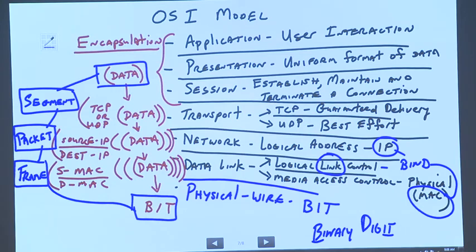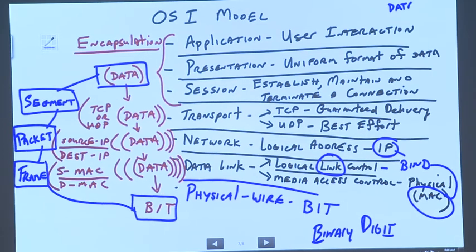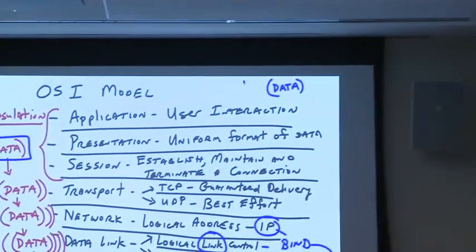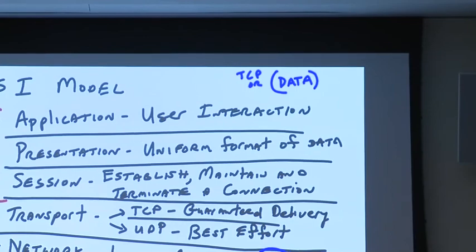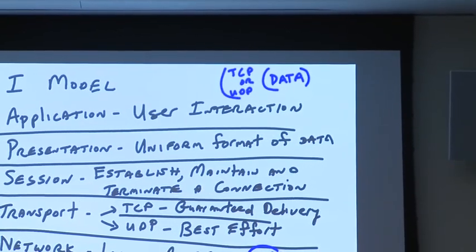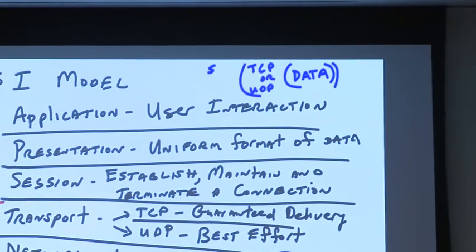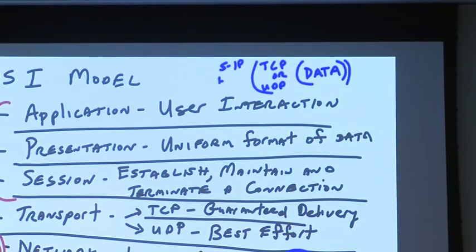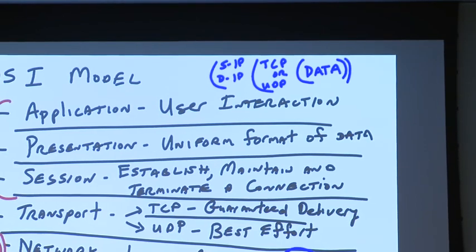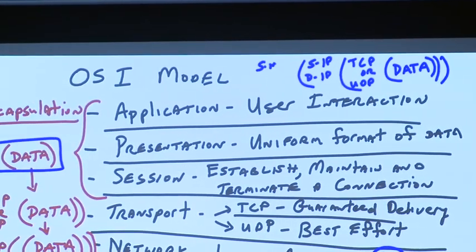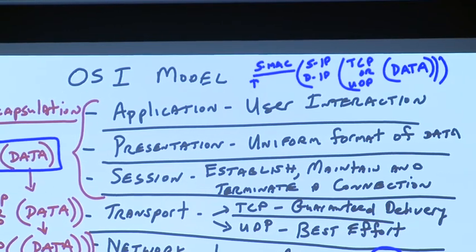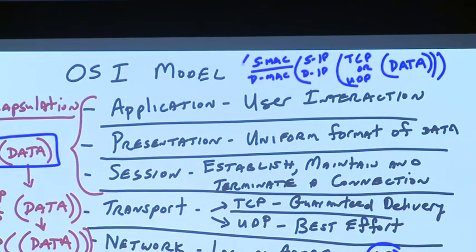So the way to really look at this, since I'm still in the blue mode, I'll put it up here on top. We have our data. Outside of this will either be a TCP or UDP header. Outside of this will be my source IP, my destination IP. Outside of this will be my source MAC, my destination MAC, and at the end of this whole thing, I got something called a CRC.